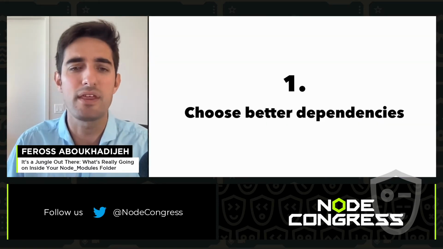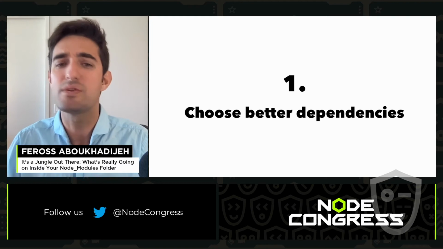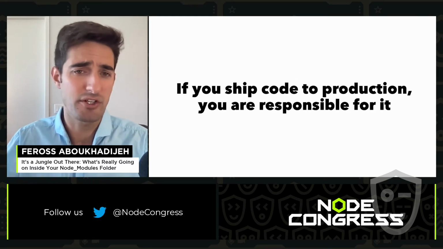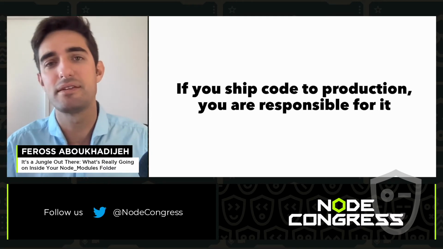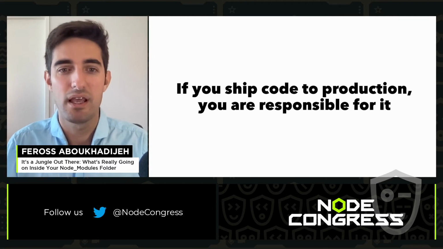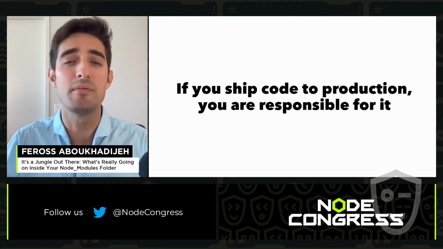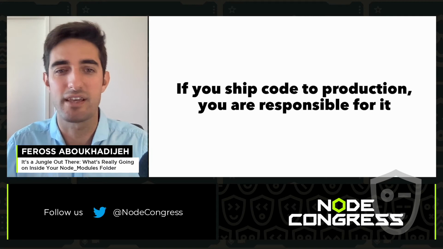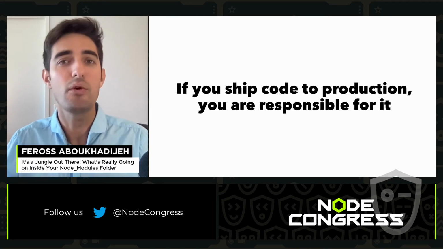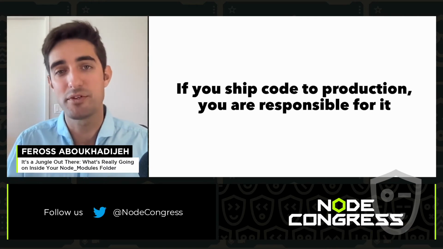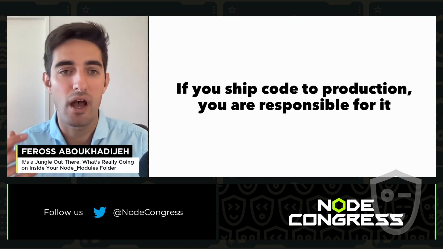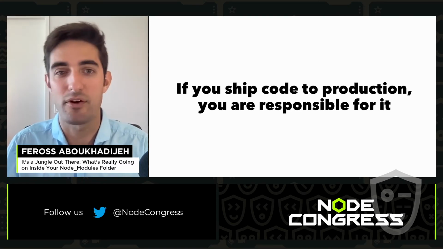So the first thing I recommend is that you try choosing better dependencies. If you ship code to production, you are ultimately responsible for it. As an industry, I think we need a mindset shift here because people assume that they can just install stuff from the internet and that it's going to be safe. And it's not necessarily true. If you're shipping code to production that includes open source code, then ultimately that code is part of your app, and so you are ultimately responsible for the behavior of that code.